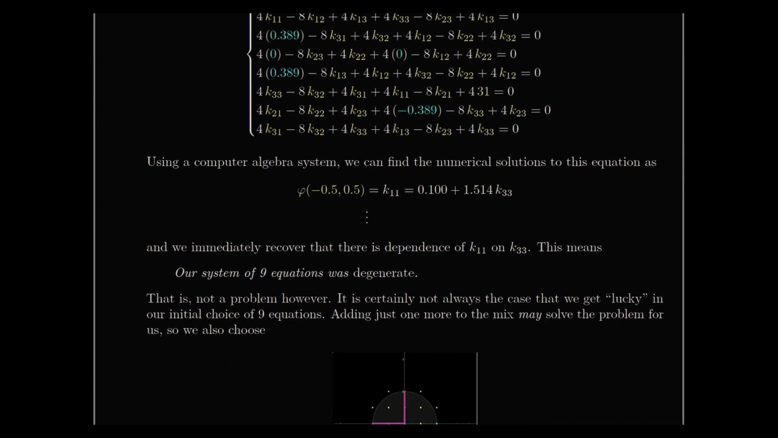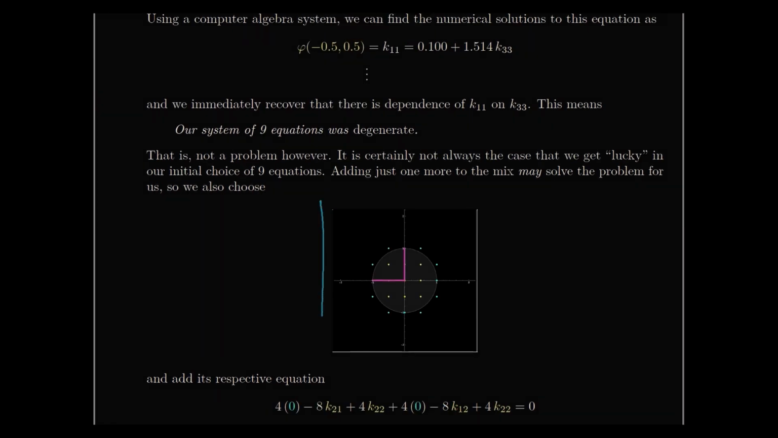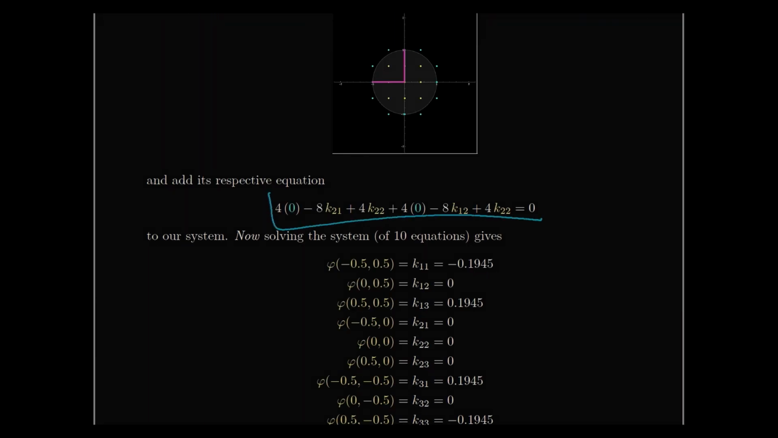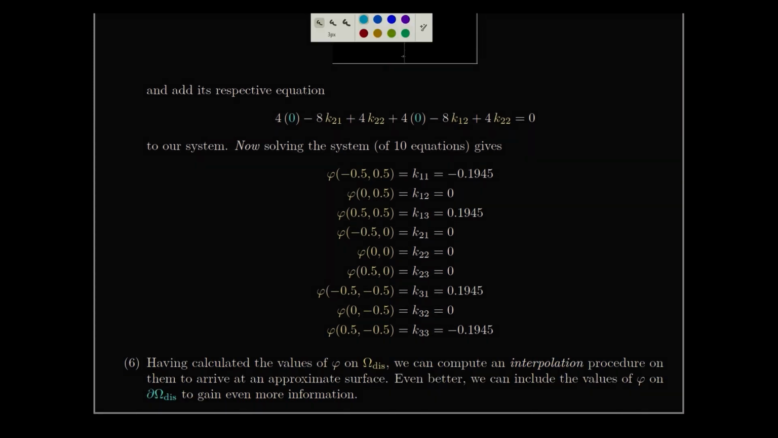In this case, we do add just 1 more equation. I've chosen that shape of an L. And once you add that into the system, it's associated to this equation, by the way. Once you add that equation into the system, you do find a unique collection of k11 through k33 after using your numerical solver on 10 equations, which again is a lot of zeros. So that sure was a lot of work to get a whole bunch of zeros.